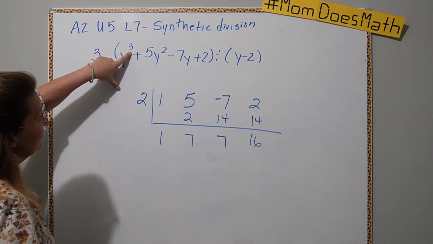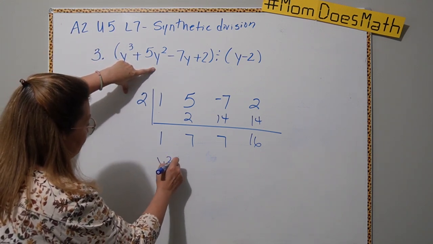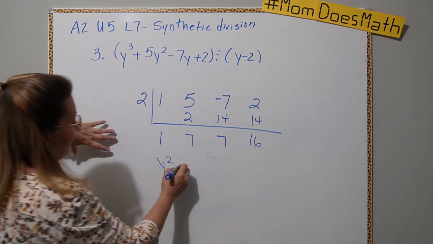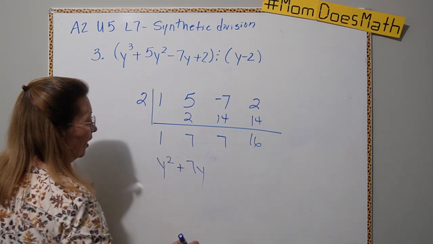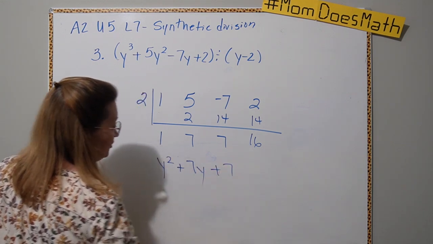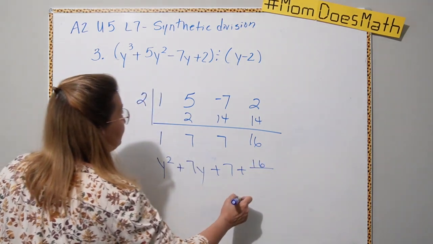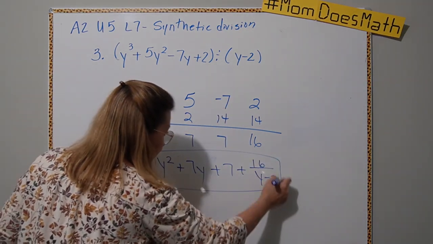See what your exponent is, and we're going to back it up 1. So I'm going to start with y squared, and this would be my coefficient, but I don't have to put the 1. All right, and then just decrease. So from y squared to y, from y to just a constant, from the constant to your remainder, which is 16 over y minus 2.